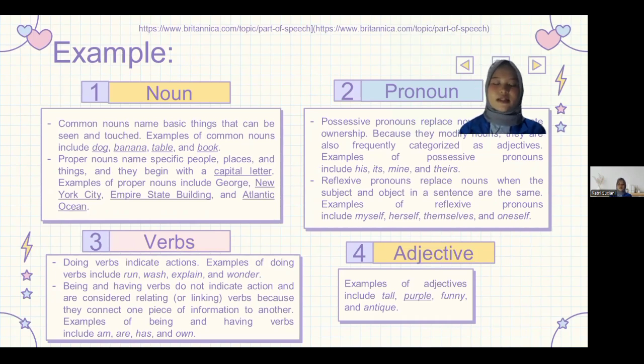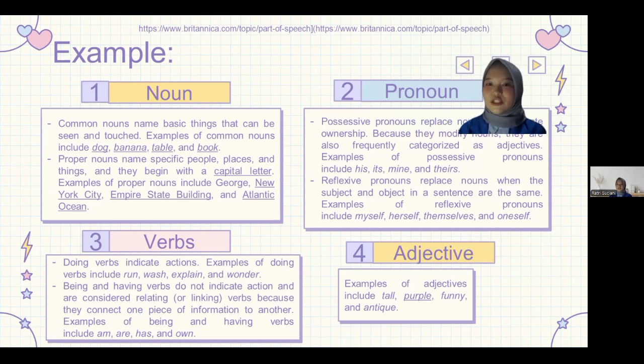The first one is noun. Common nouns are basic things that can be seen and touched, for example dog, banana, table, and books. Proper nouns name specific people, places, and things, and they begin with a capital letter, for example George, New York City, Empire State Building, and Atlantic Ocean.